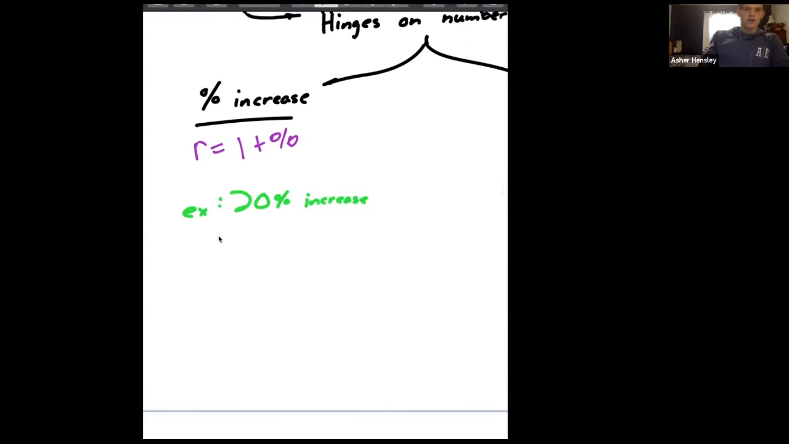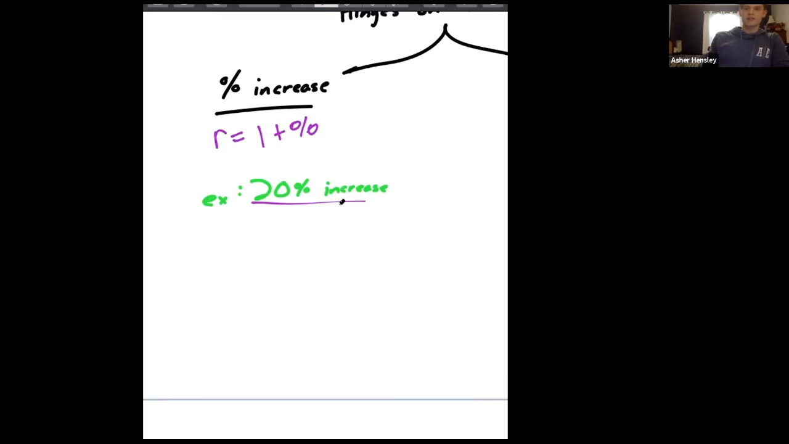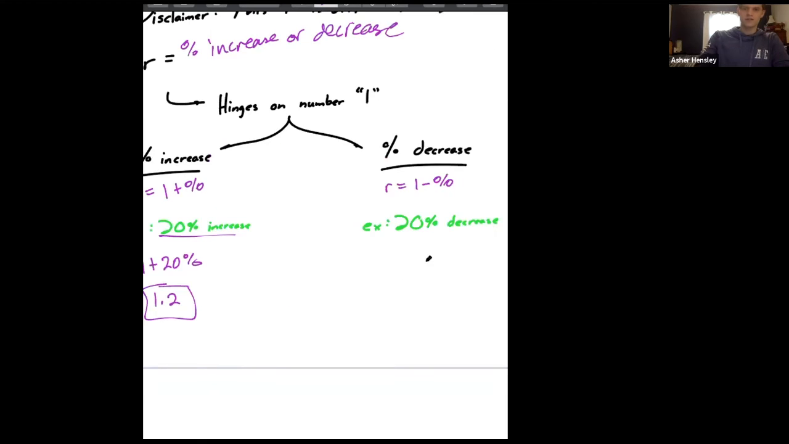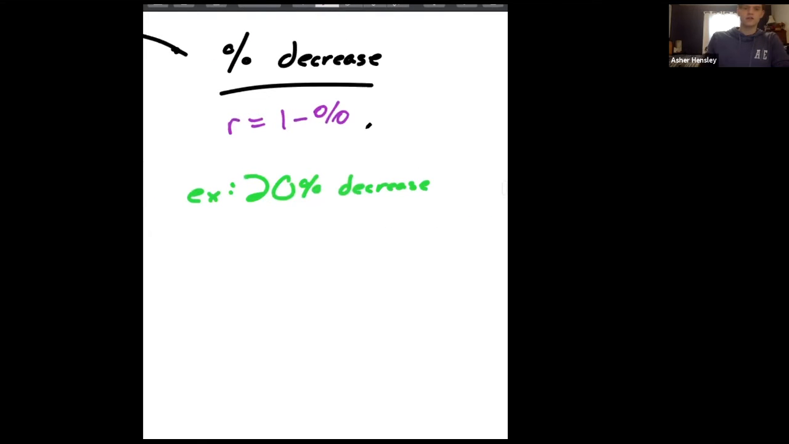Okay, sweet. Now let's model a 20% increase. We see this a lot in questions. So what does that look like? That's just 1 plus 20%, or in other words, we could write this as a decimal, 1.2. This is what we would multiply our variables by to make sure that we're increasing by 20%. Now, if I have a 20% decrease, remember it's just 1 minus our percent.